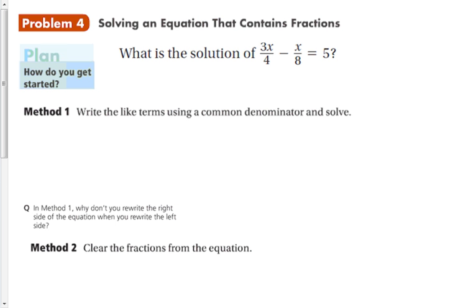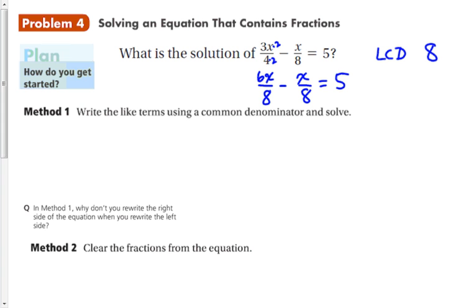All right, sometimes you'll have to deal with fractions and equations, and there's a couple ways you can do that. One way is just to find a common denominator, and the lowest common denominator here would be 8. So I'm going to rewrite both these using that denominator. And 4 times 2 is 8, so I'm going to multiply 3x times 2 on the top. That makes 6x.